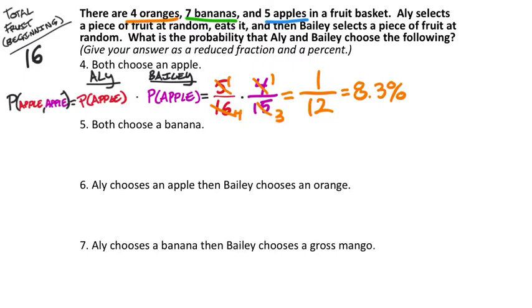I'm going to try to keep the colors fairly consistent on number 2. Allie's choosing whatever she chooses in red, and Bailey will choose whatever she chooses in purple. So number 5 says both choose a banana. Allie's first going to choose a banana, and then it looks like Bailey will also choose a banana.